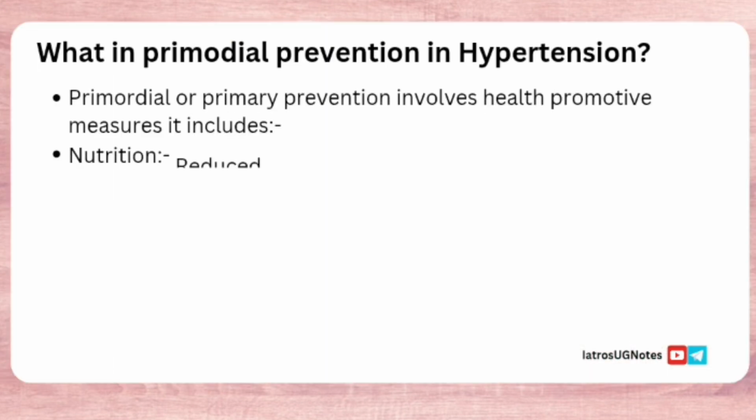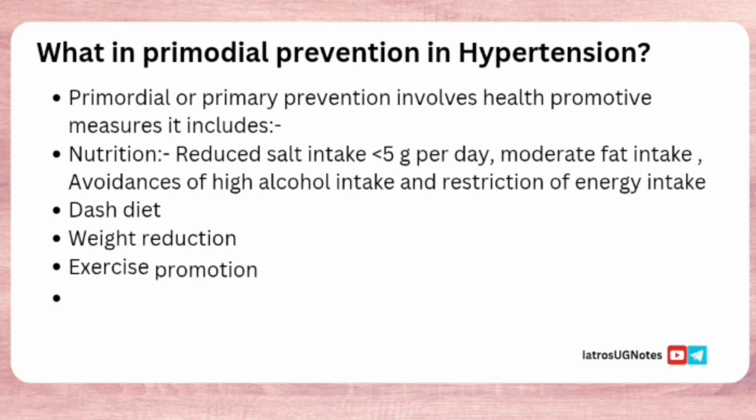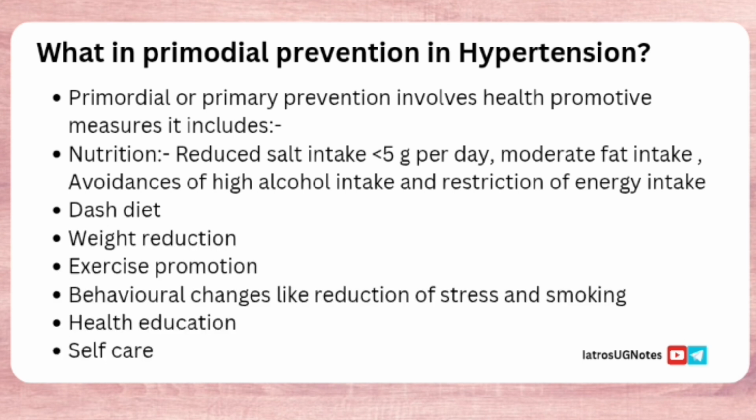What is primordial prevention in hypertension? Primordial or primary prevention involves health promotive measures. It includes nutrition, reduced salt intake less than 5 grams per day, moderate fat intake, avoidance of high alcohol intake and restriction of energy intake. Diet. Weight reduction. Exercise promotion. Behavioral changes like reduction of stress and smoking. Health education. Self-care.